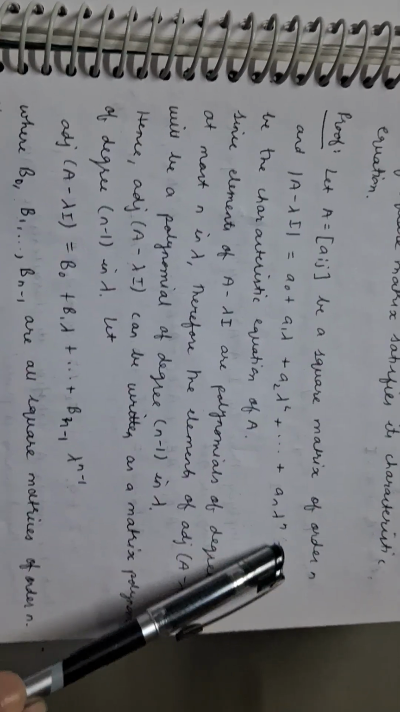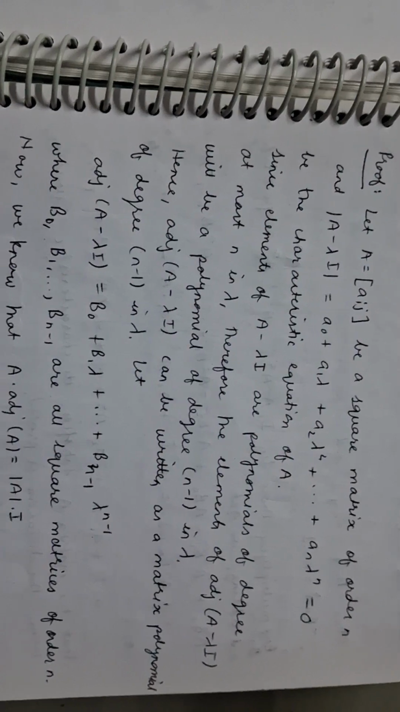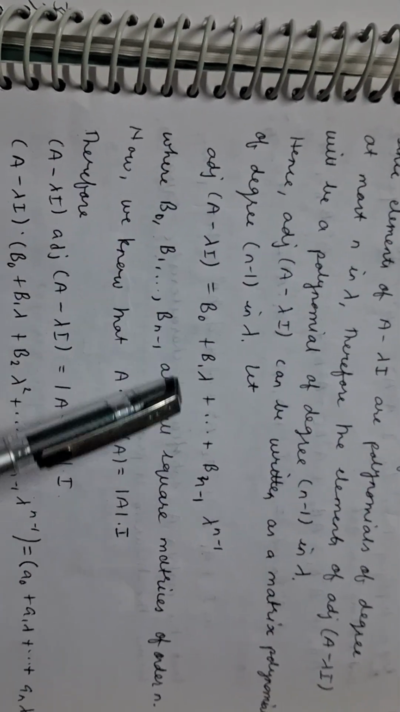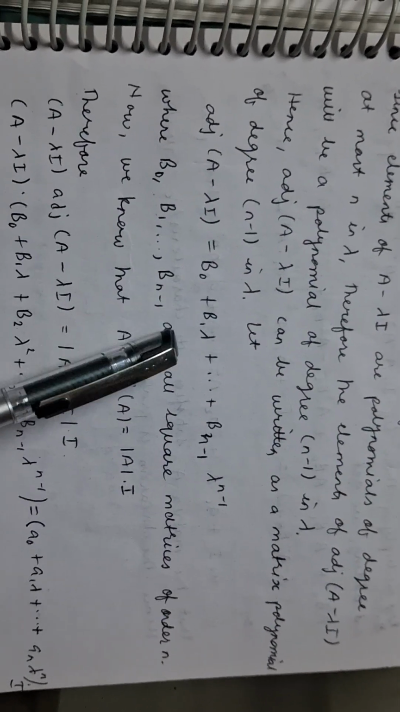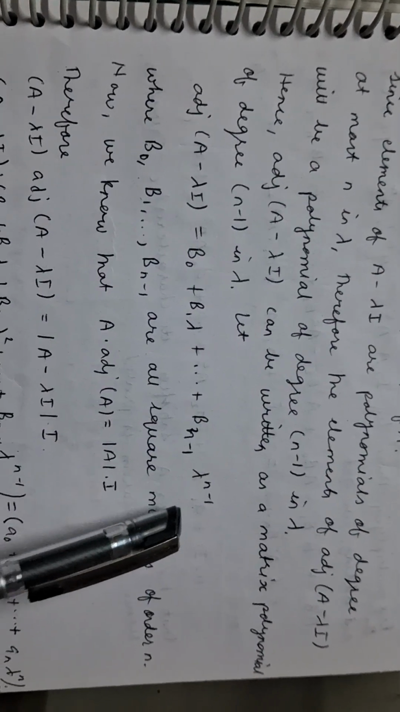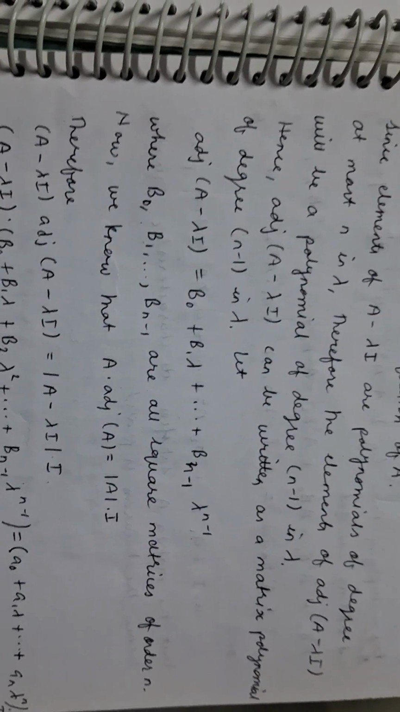Since the elements of A minus lambda I are polynomials of degree at most n in lambda, you will see that the highest degree of lambda here is n. Therefore, the elements of the adjoint of A minus lambda I will be polynomials of degree n minus 1 in lambda. Hence, the adjoint of A minus lambda I can be written as a matrix polynomial of degree n minus 1 in lambda. Let us denote it like this: b0 + b1 lambda + ... + b(n-1) lambda to the power n minus 1. These are all square matrices of order n.